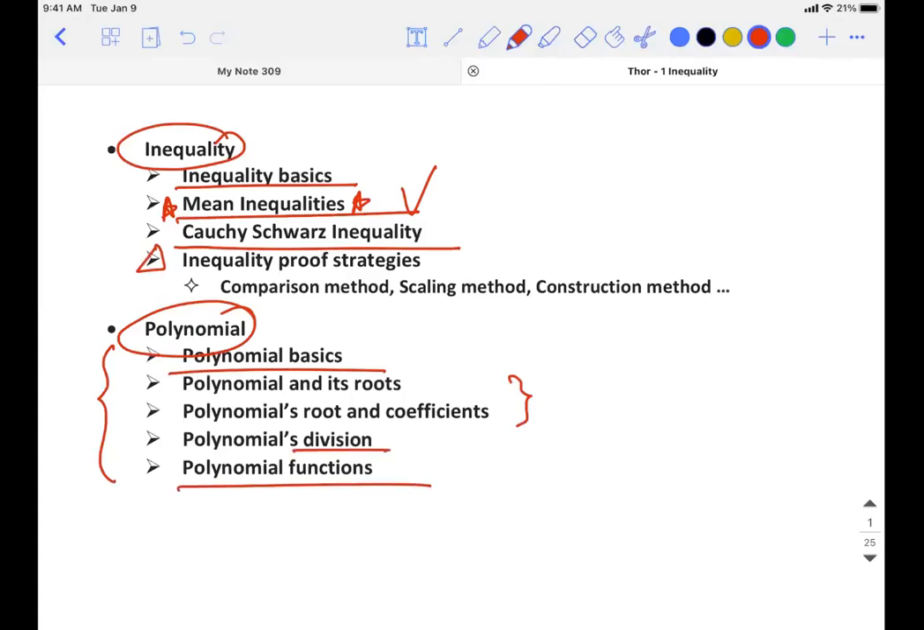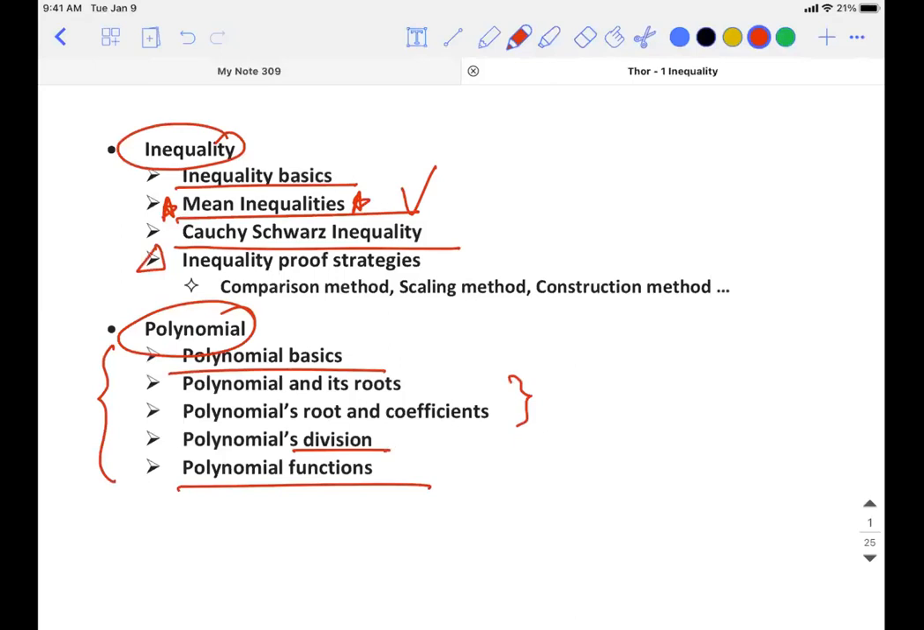And for the last two parts, we're going to talk about polynomial long division. I think some students keep asking me, how can we do a division between two polynomials? How can we find the quotient and also the remainder? We're going to talk about how to do that, together with some applications for different problems. And also, we're going to talk about polynomial functions as an advanced application of all the polynomial concepts we talked about previously.